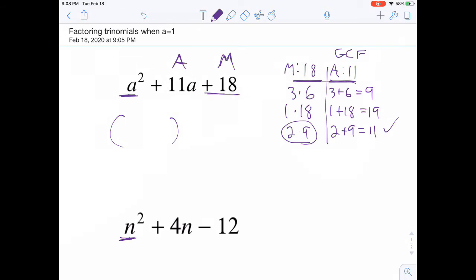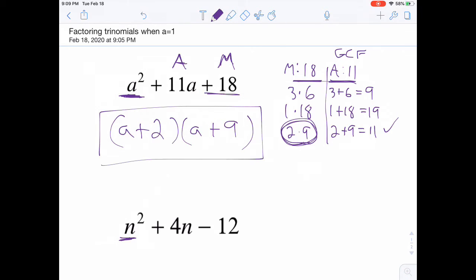I set up two sets of parentheses the same way I would when factoring with difference of perfect squares. And what am I going to multiply together to get a squared? Well, in this case, a times a. And the factors that I found that multiply to 18 and add to 11, I'm going to put plus 2 and plus 9 there. Okay, and you think you still have more to do, but you're actually done right there. I could check my answer by using the box method, but I'm not going to do that here. It should give me my original answer up top.